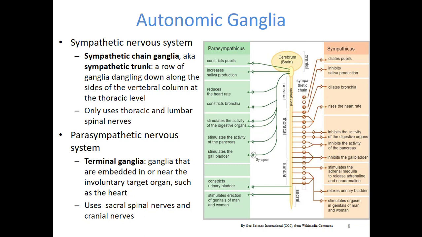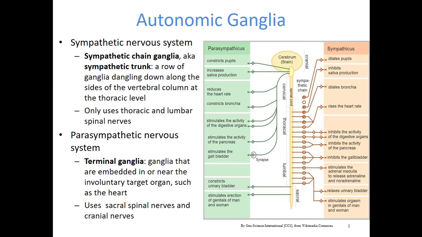So looking first at the sympathetic nervous system. The sympathetic nervous system uses a type of autonomic ganglia called sympathetic chain ganglia, which are also known as the sympathetic trunk. This is basically a row of ganglia dangling down along the sides of the vertebral column at the thoracic level. And you can see an artist example of this in the picture on the right-hand side of the screen. Notice we have nerves extending out of the spinal cord at the thoracic and lumbar region, extending to the sympathetic chain ganglia.